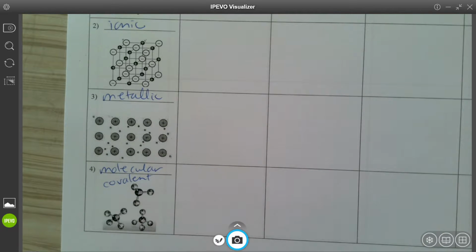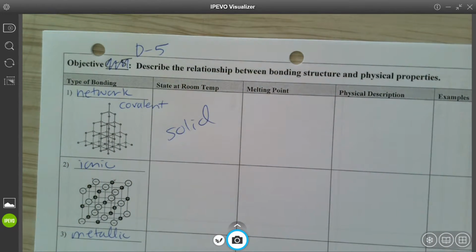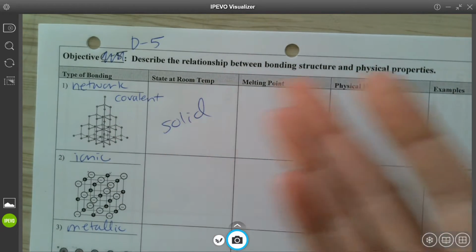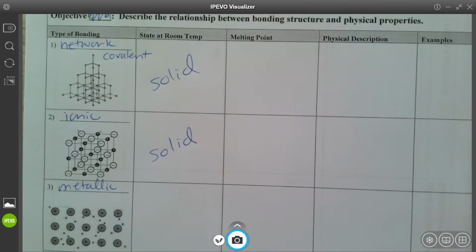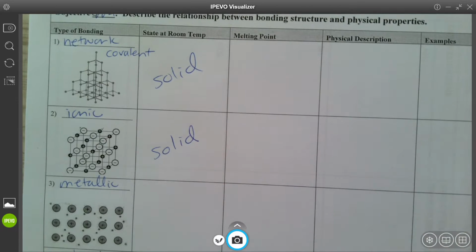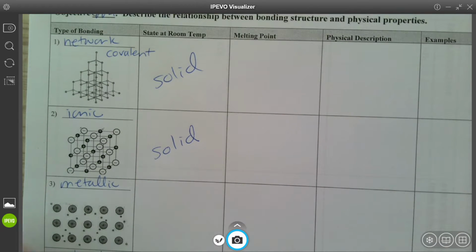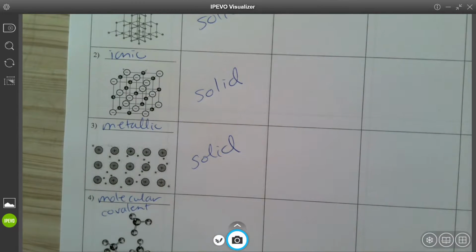All right, so the state at room temperature. Network covalent things are always solid at room temperature, okay? These are rocks and gemstones and diamonds. Ionic things are also always solid at room temperature. You will never see an ionic compound as a liquid or a gas at room temperature. Never, ever. It's always a solid. Metallic things are also always solid. What's the only metal that's not a solid at room temperature? Mercury. But with the exception of mercury, all metals are solids at room temperature.